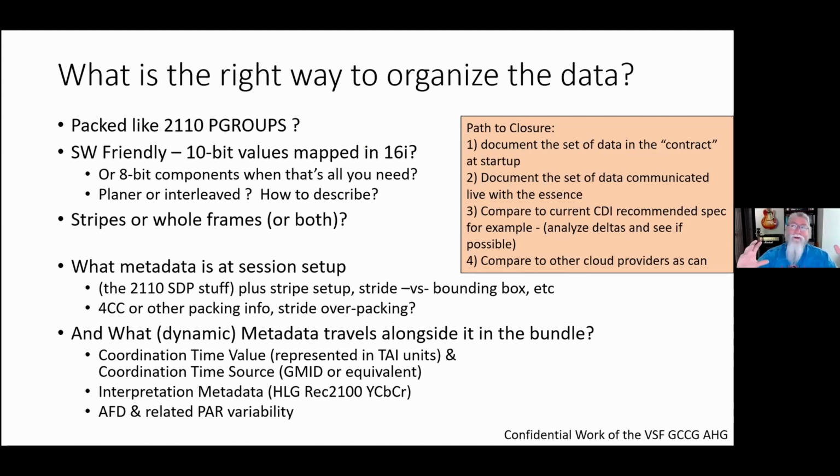You could do something software friendly, like say, look, it's planar and it's in 16-bit chunks, even though I only use 10 bits. And that's great if you're in software, but it takes extra bandwidth on the network. Well, who cares? That's the cloud provider's network. There's probably some points in between to operate at. So that's a discussion that's going on right now in the group. And then in parallel with that, what is the metadata about the pixels or about the audio at session setup, and what is actually allowed to vary from frame to frame or from time to time in audio.